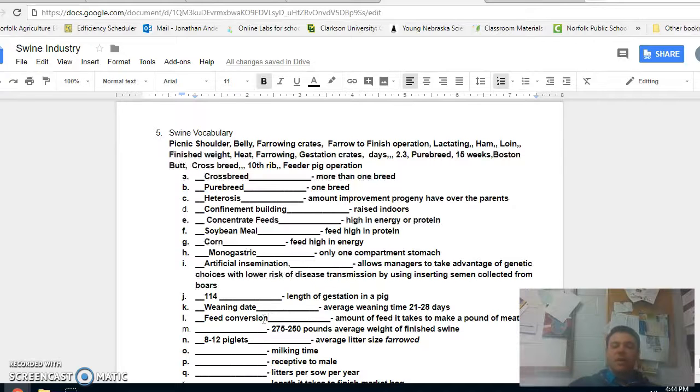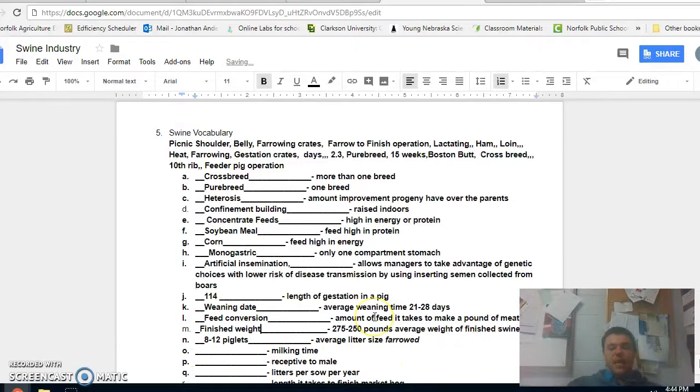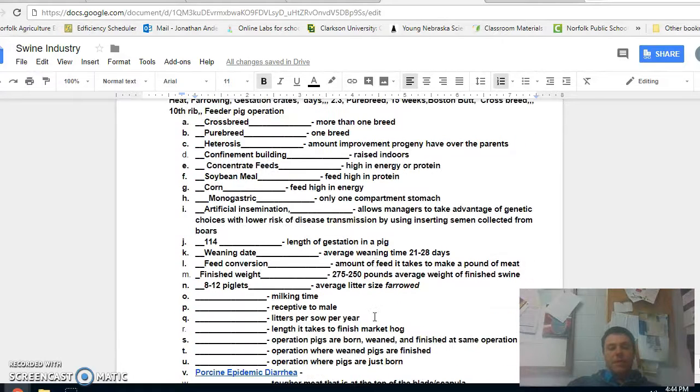So after we wean them, we're going to be taking them off of milk, and we will be putting them onto another high concentrate diet, and their feed conversion will be pretty good in the way that the pig will then grow to about 275 to 250 pounds. That's their finish weight. After they have reached that 275 pounds, they then will go on to be finished.